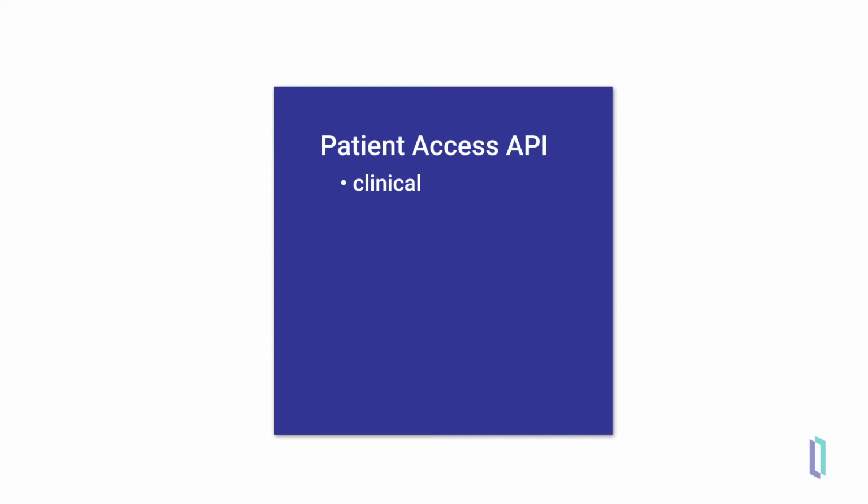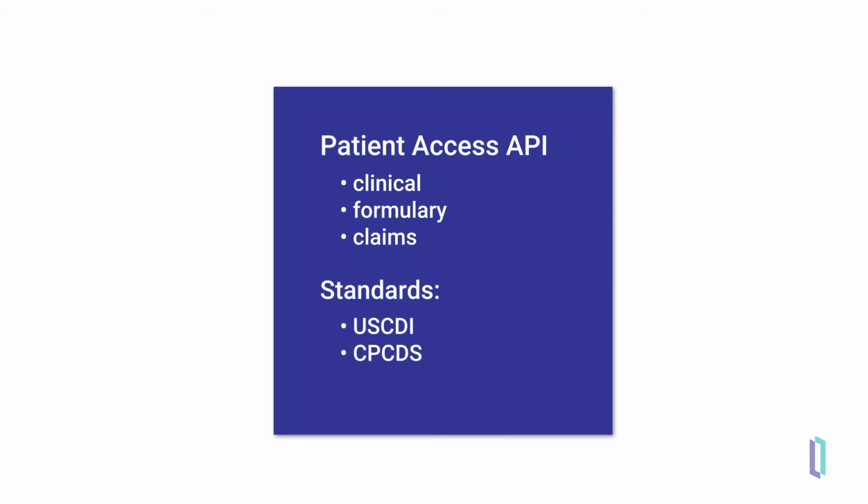The first required API, the Patient Access API, is the mechanism by which members of payer organizations can request that their clinical, formulary, and claims data be sent to specified third-party applications. The Patient Access API exposes data contained in all three of the following: United States Core Data for Interoperability, or USCDI, Common Payer Consumer Dataset, or CPCDS, and the DaVinci Specified Pharmacy Benefit Data.